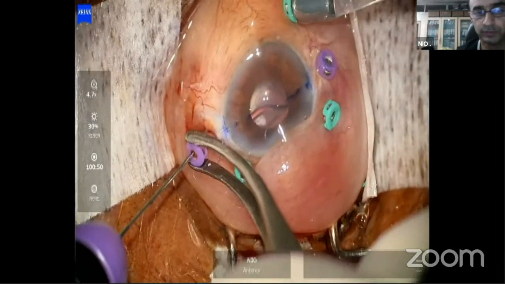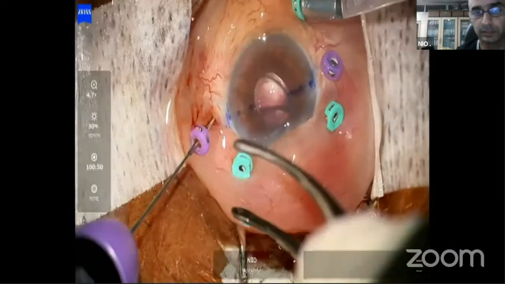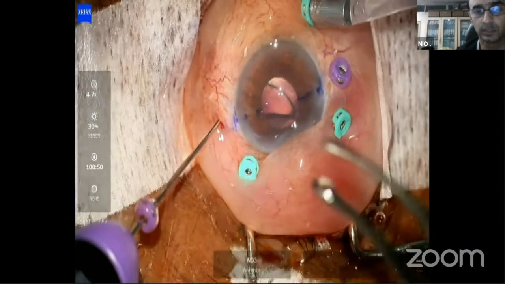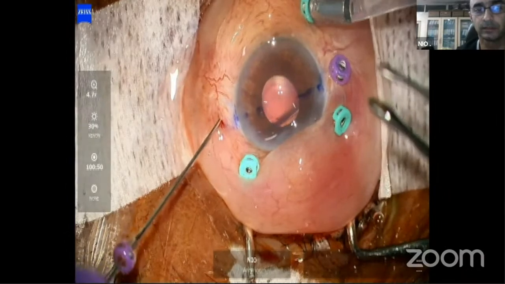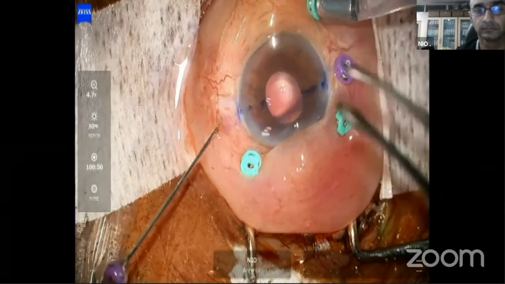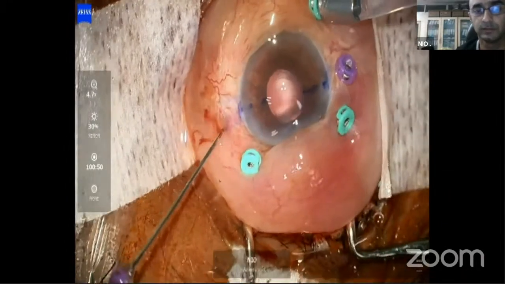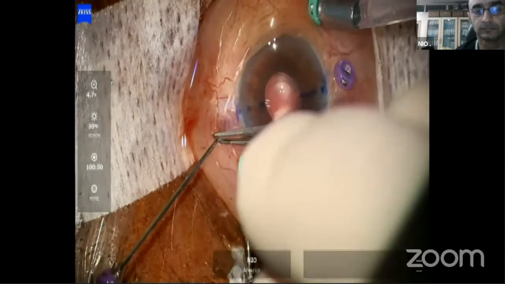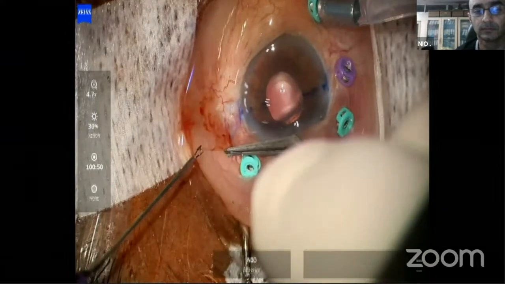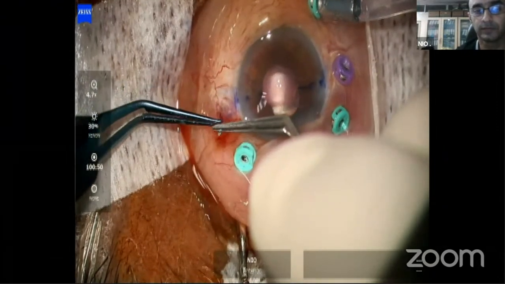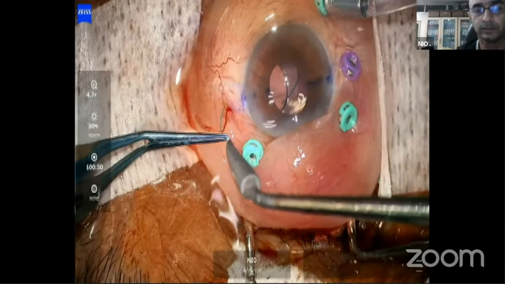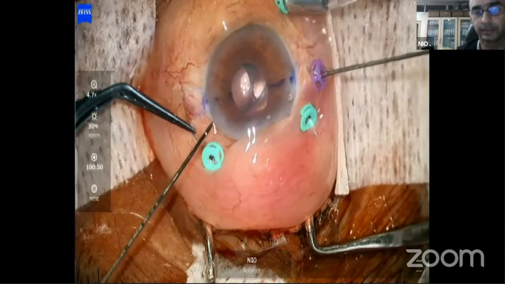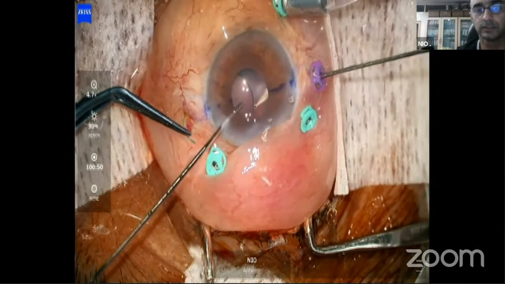And then I remove the trocars so that externalizing the haptic will become easy. Once the trocar is out, I externalize the haptic transconjunctivally. And then I can plunge this haptic using a diathermy ballpoint cautery. And then similarly, the second haptic is also externalized using the forceps.